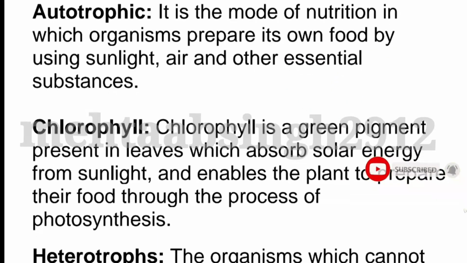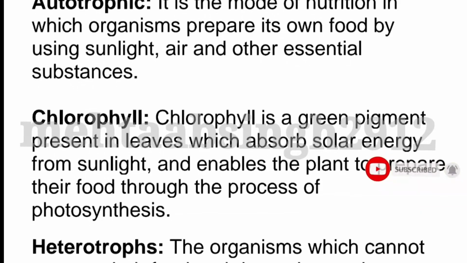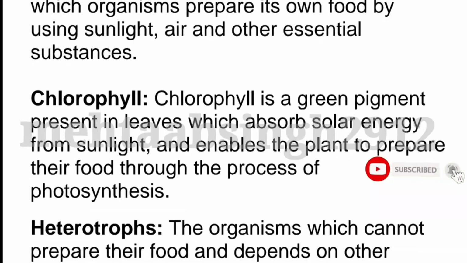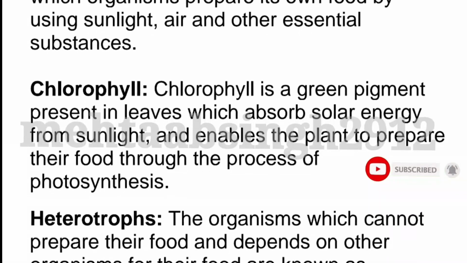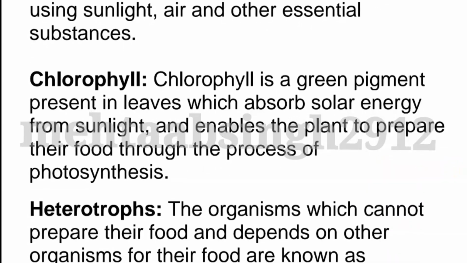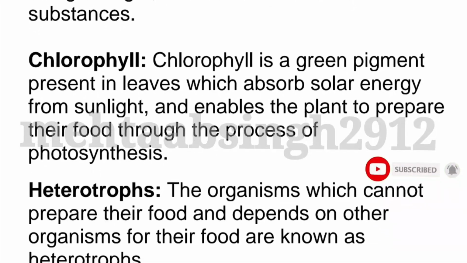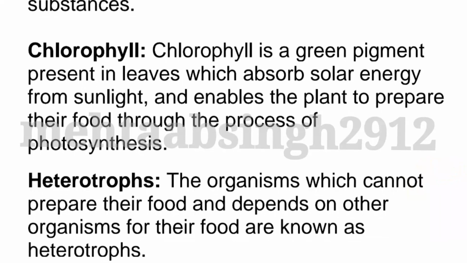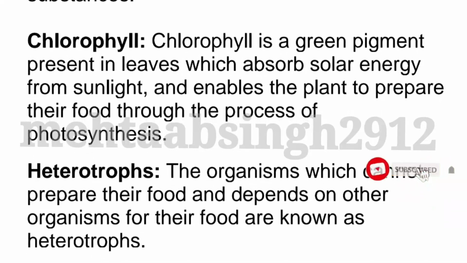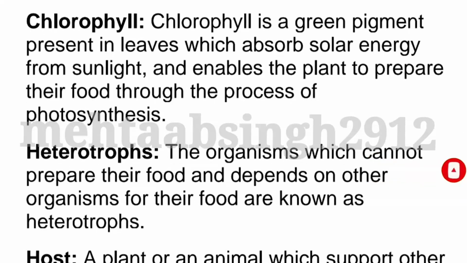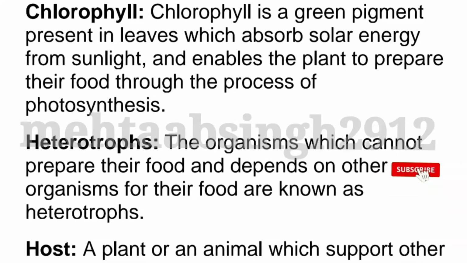Autotrophic. It is the mode of nutrition in which organisms prepare their own food by using sunlight, air, and other essential substances. Chlorophyll. Chlorophyll is a green pigment present in leaves which absorbs solar energy from sunlight and enables the plant to prepare its food through the process of photosynthesis.